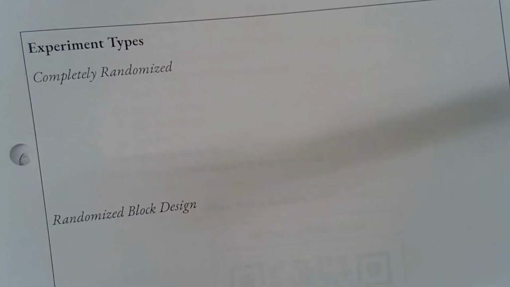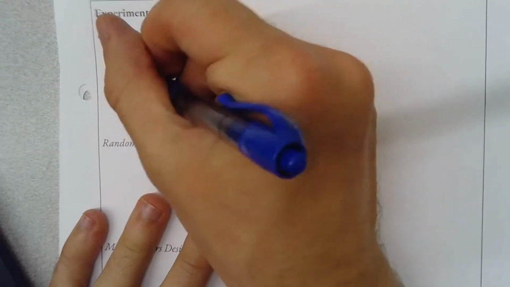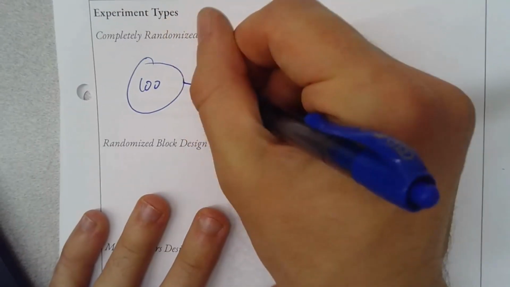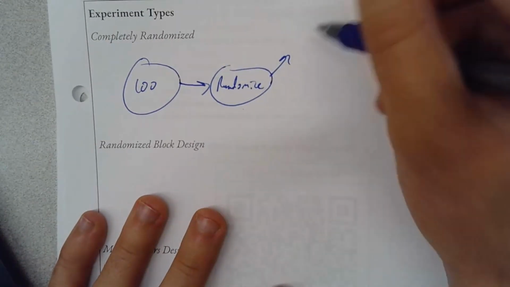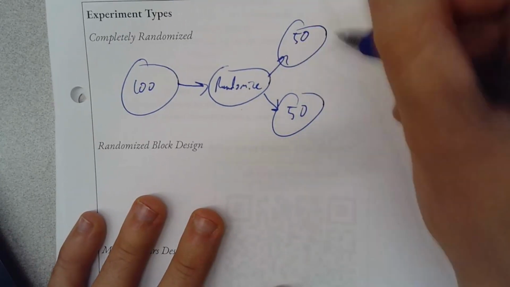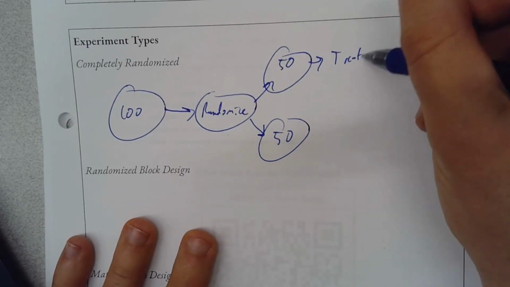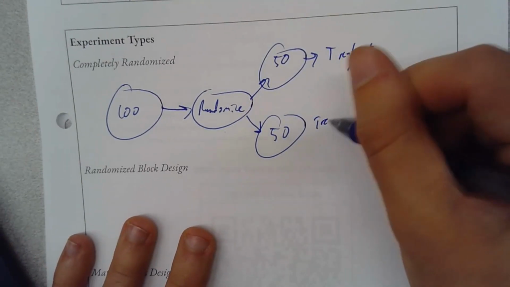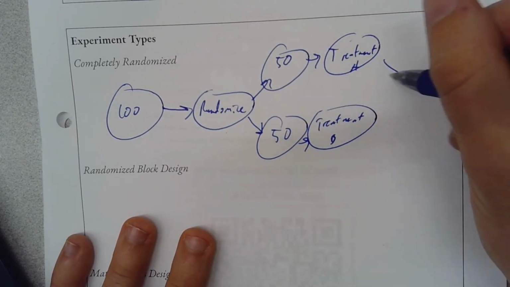All right, this experiment types. This is straight for your toolkit. Like I'll do it quickly here. So completely randomized is you got like 100 seniors, whatever, and you randomize them, and you separate them into groups, so like 50 here and 50 here, and then you do some treatment called treatment A, and then treatment B, and then you compare.